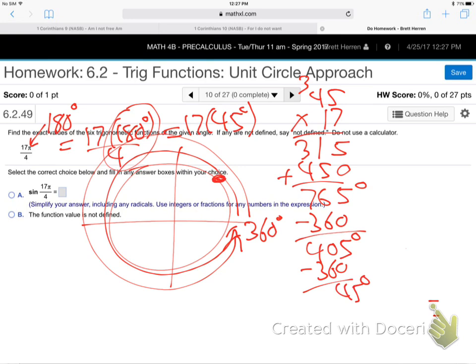So it's 2 full circles and a 45, isn't it? Does that make sense? 360, another 360, and 45 more. So really it's the same thing as just 45. They're really just asking, what's the sine of 45 degrees? That's the same spot. They just did 2 full circles before they got to the 45. So what is the sine of 45?